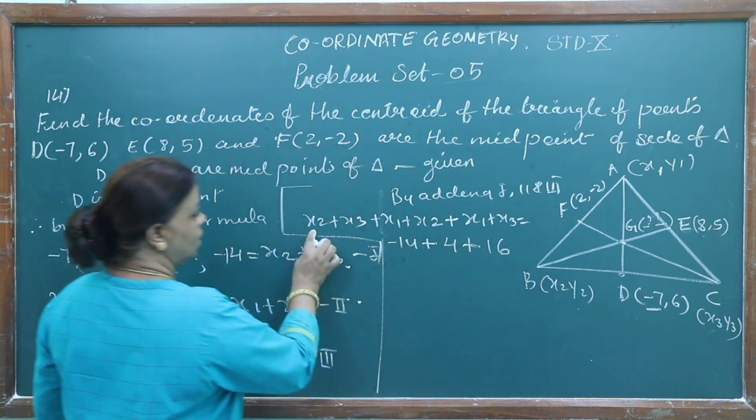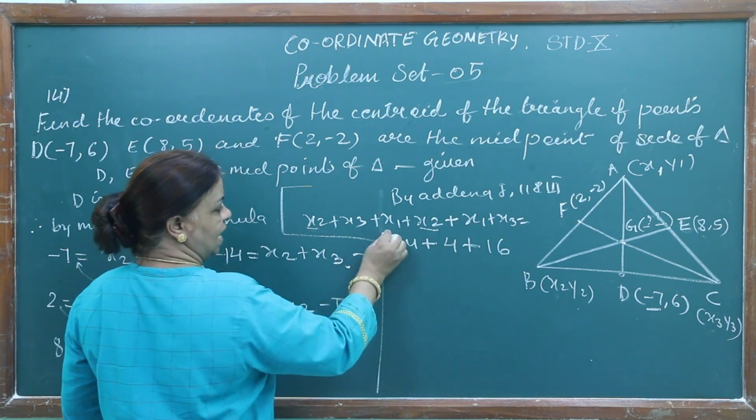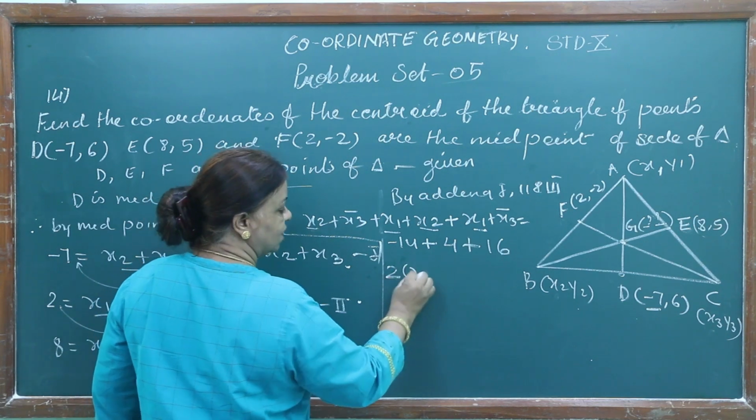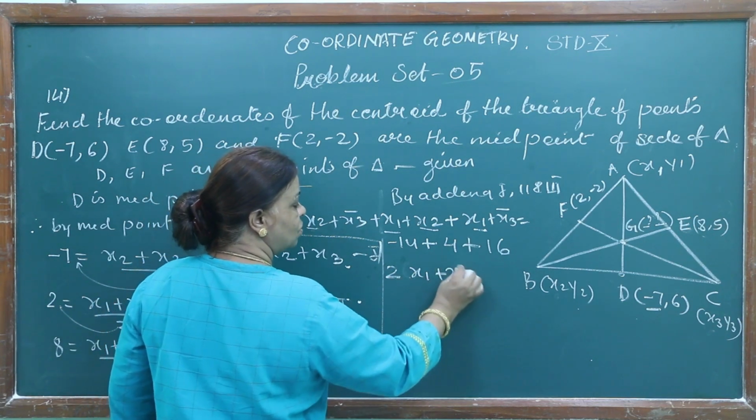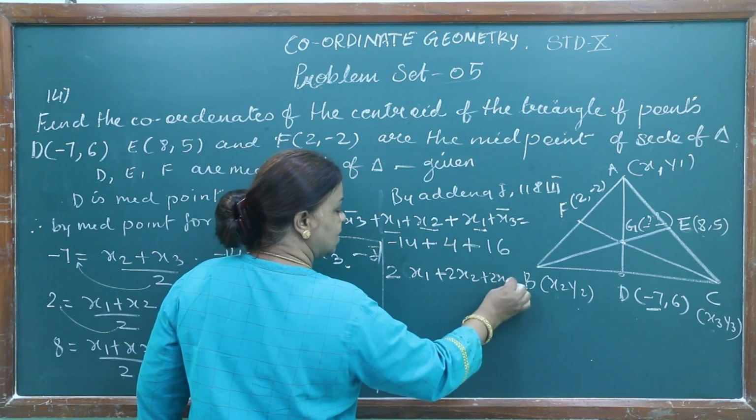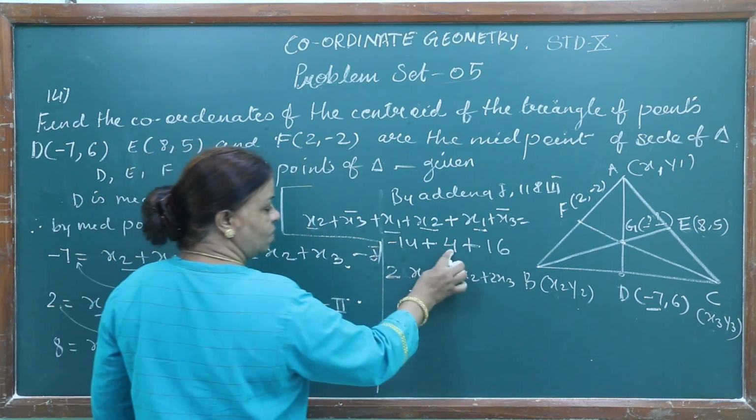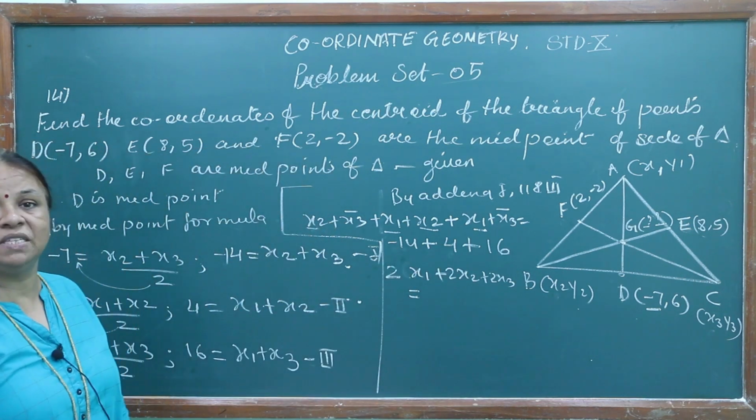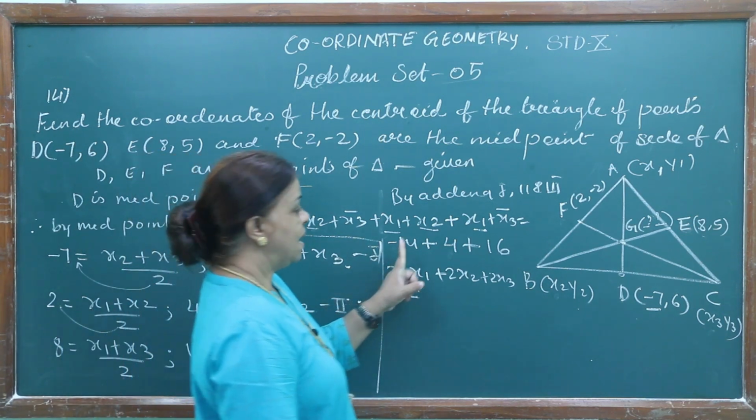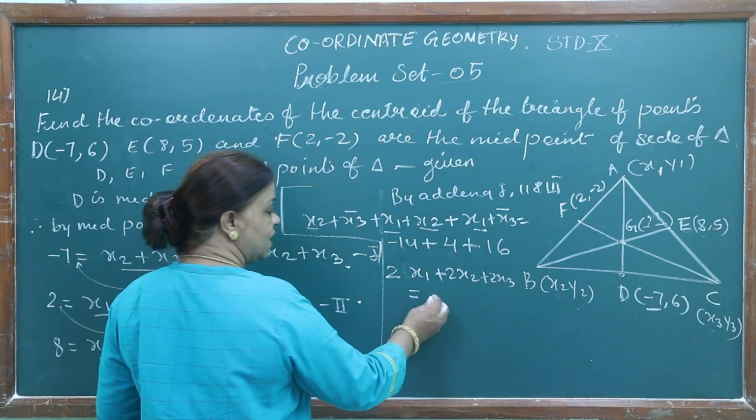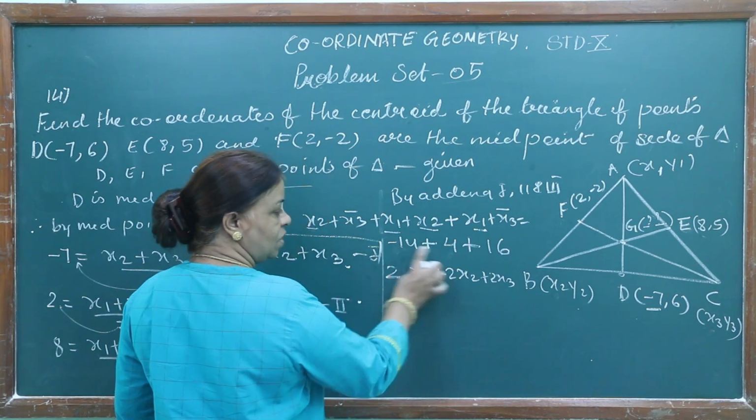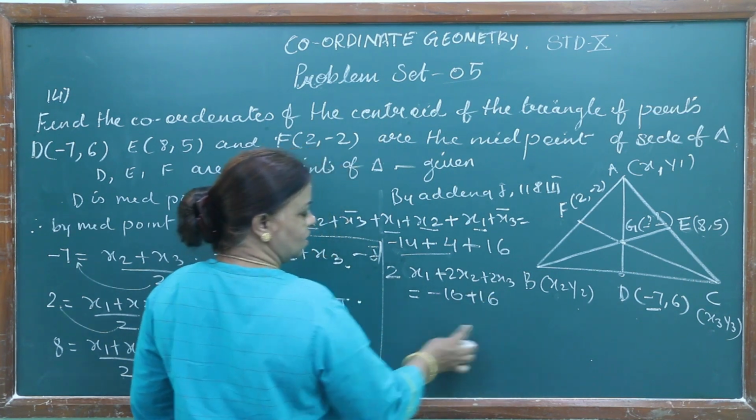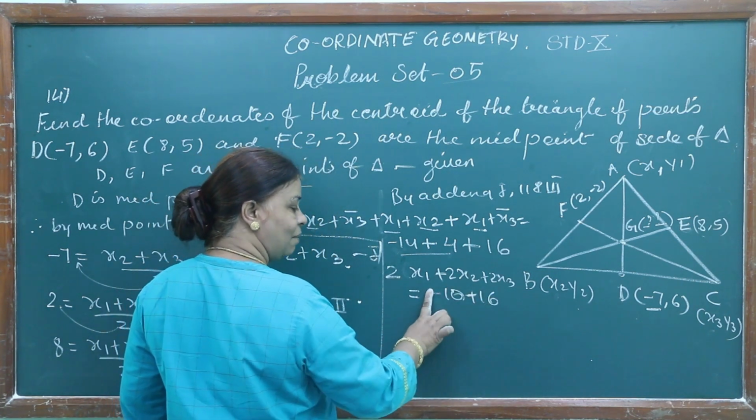So x2 is how many times? 2 times. x1 is how many times? 2 times. x3 is how many times? 2 times. So 2 times x1 plus 2 times x2 plus 2 times x3 is equal to what? Minus 14 plus 4. 1 is minus, 1 is plus, so it will be subtraction. Minus 10. See, minus 14 plus 4 will be minus 10. Let me write here, minus 10 plus 16. So 1 is minus and 1 is plus, so there will be subtraction.